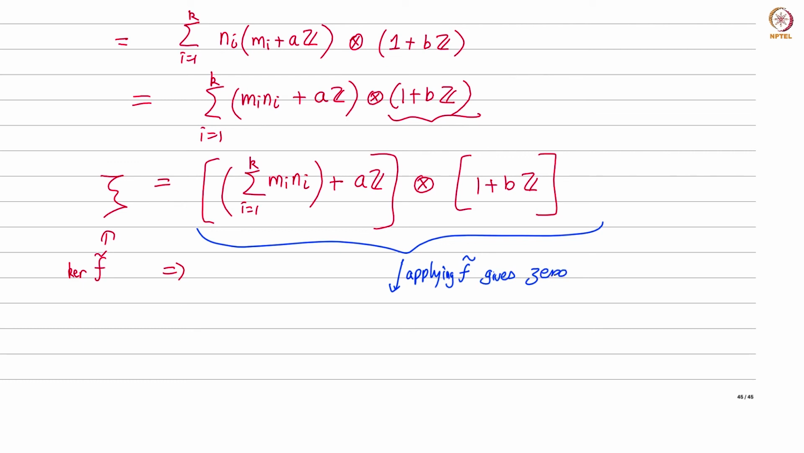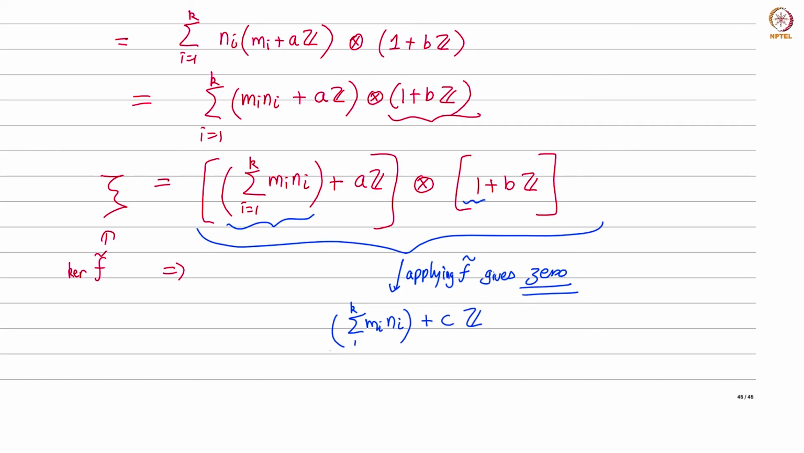Okay, let's apply f tilde. So what is the definition of f tilde? If you go back and see, you are supposed to multiply these two elements, right? In this case, it's just summation mi ni into 1, plus cz. That was the answer. So this is 0. That's what we have concluded.